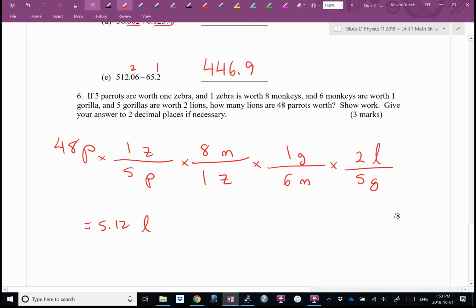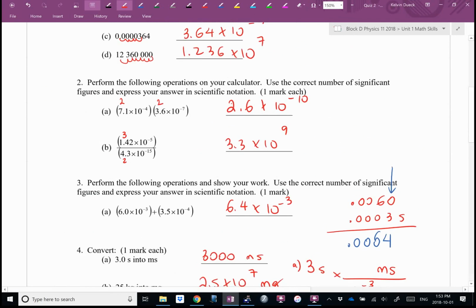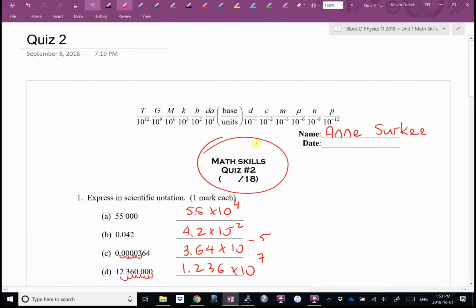I really am less concerned about the final answer, Sam. I'm much more concerned about the method. And it's write down what they gave you and build a chain. Okay? Can you give yourself a lovely score out of 18, please?